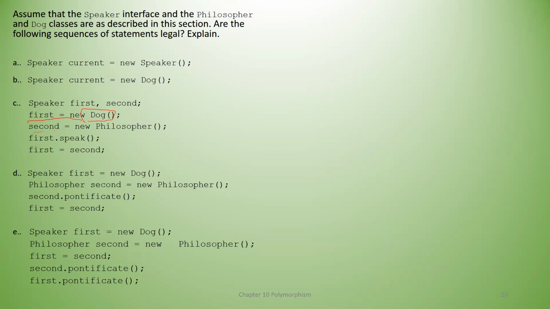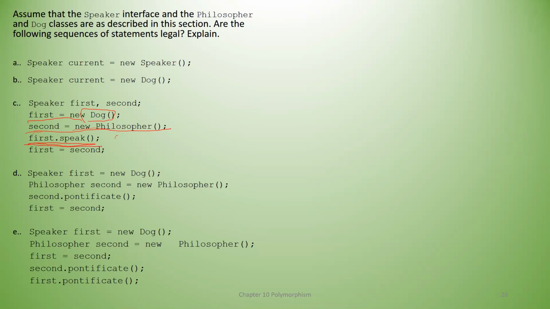What about this one? Second one. Is it correct? Yes, it's the same thing as the first one. You're creating a philosopher object referenced by second, which is a speaker reference variable.